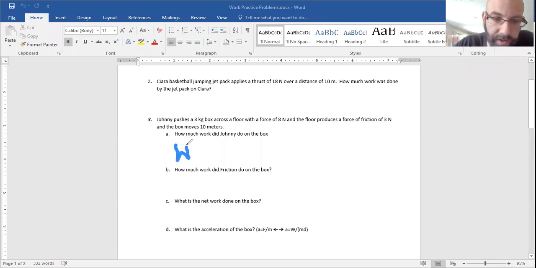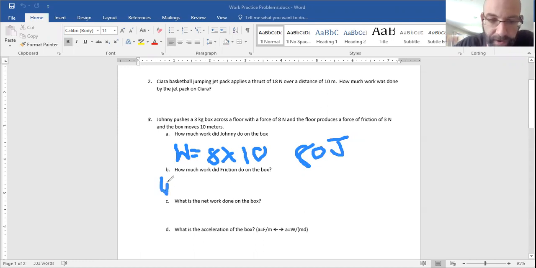So work is force times distance, or in this case, it's going to be 8 times 10, and we're going to get 80 joules. All right. Friction is the same thing. For the work of friction, it's force times distance. In this case, the force of friction is 3, and it moves for 10 meters, and that gets us 30 joules.